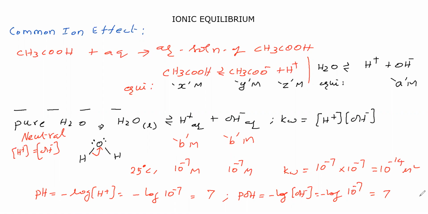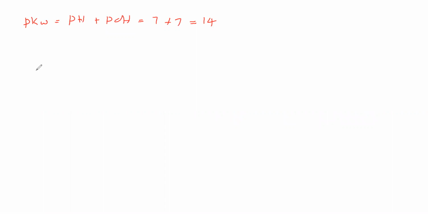Next, we are taking pure water, but at some other temperature. Suppose we take a temperature of 35 degrees Celsius, or 50 degrees Celsius, like this. That means we are taking a temperature greater than 25 degrees Celsius. So now we have taken pure water at a temperature greater than 25 degrees Celsius.